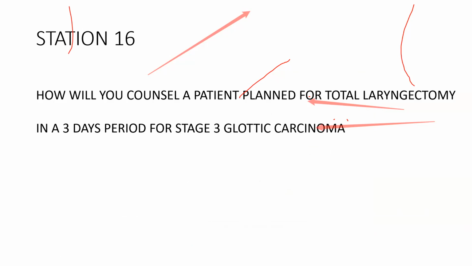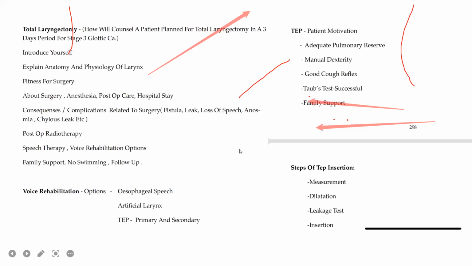So stage 3 glottic carcinoma, it can be T1N1. So it can be any patient with N plus, that is N1, it is stage 3. So most often it will be written as either a T3 glottic carcinoma or a T4 glottic carcinoma.